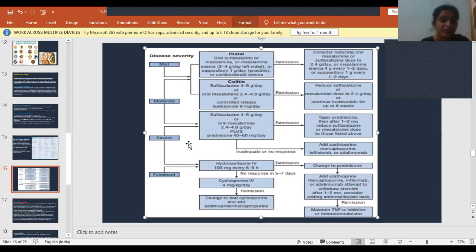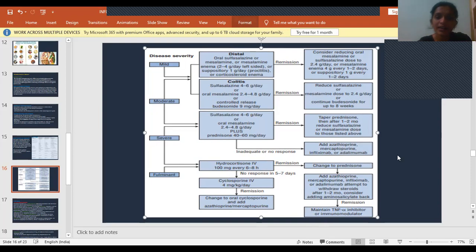And then if the disease is severe to fulminant, then we have to start the patient on IV steroids. Even after keeping the patient on IV steroids, if there is no response in 5 to 7 days, then we have to go for IV immunosuppressive agents, and this can be given prior to colectomy also. Even if there is remission, then we have to change this steroid like hydrocortisone. Instead of that, we can go for prednisolone or methylprednisolone, and then we can add these immunosuppressive agents. And then if there is remission, then we can give this TNF alpha inhibitor, that is natalizumab.